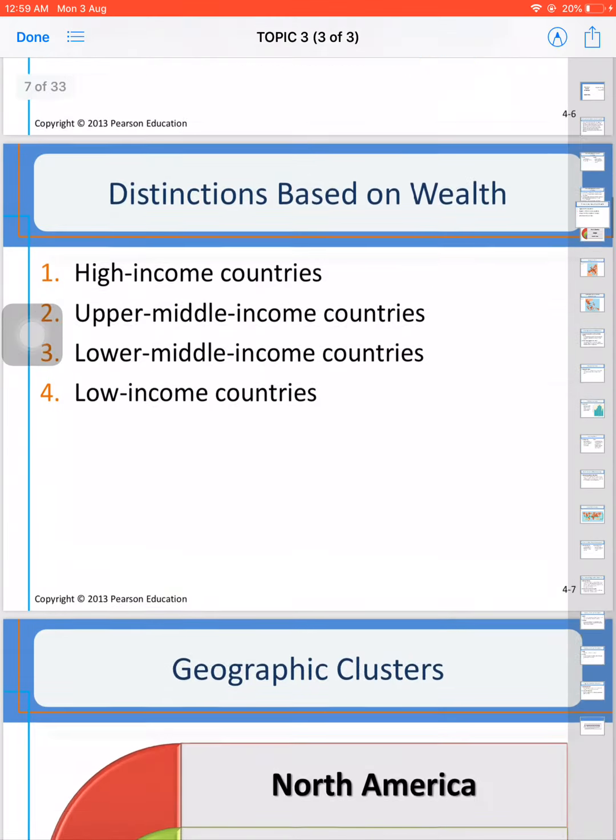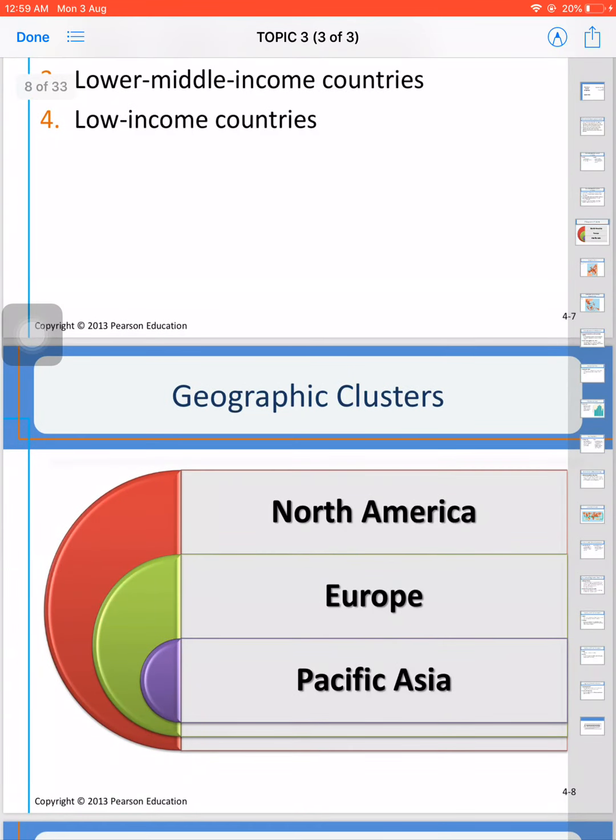Okay, so next is geographic clusters. There are three geographic clusters: North America, Europe, and Pacific Asia. The world economy revolves around these three major marketplaces. In general, these clusters include relatively more of the upper middle and high income nations, but relatively few low and lower middle income countries.